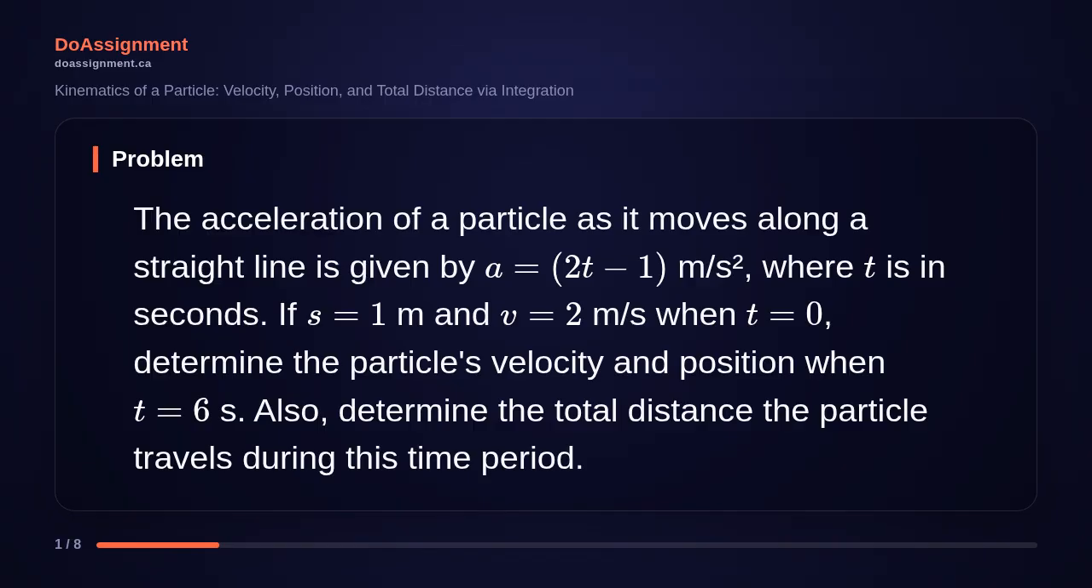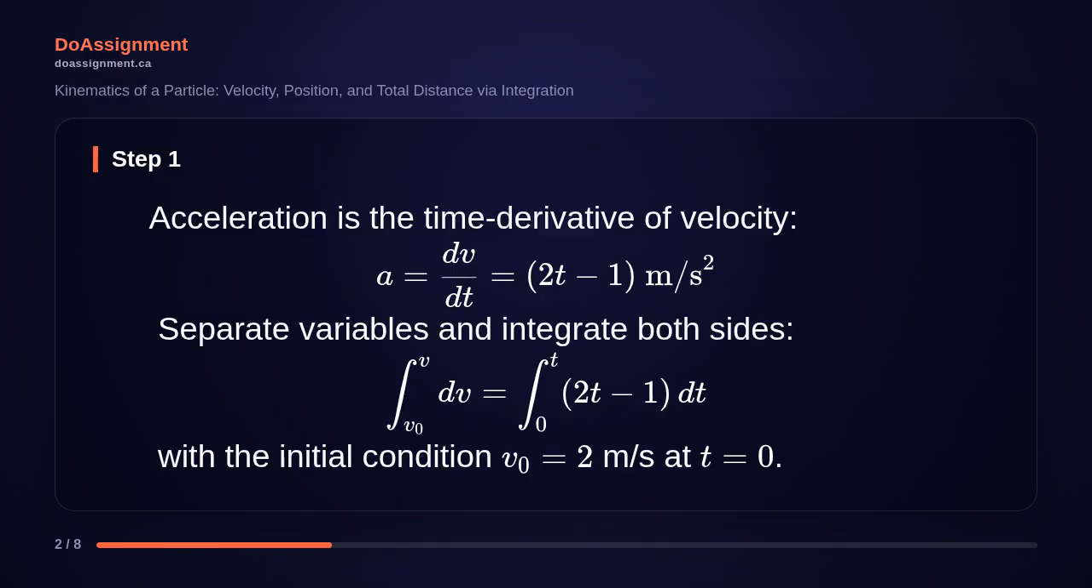Now, let us work through the solution step by step. Since acceleration equals the time derivative of velocity, we separate variables and integrate both sides. The left side goes from the initial velocity to v, and the right side goes from 0 to t. Our initial condition tells us the velocity starts at 2 meters per second.